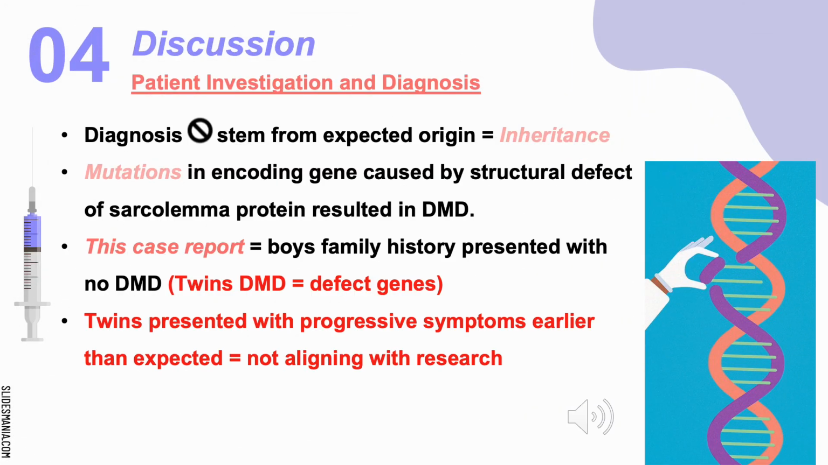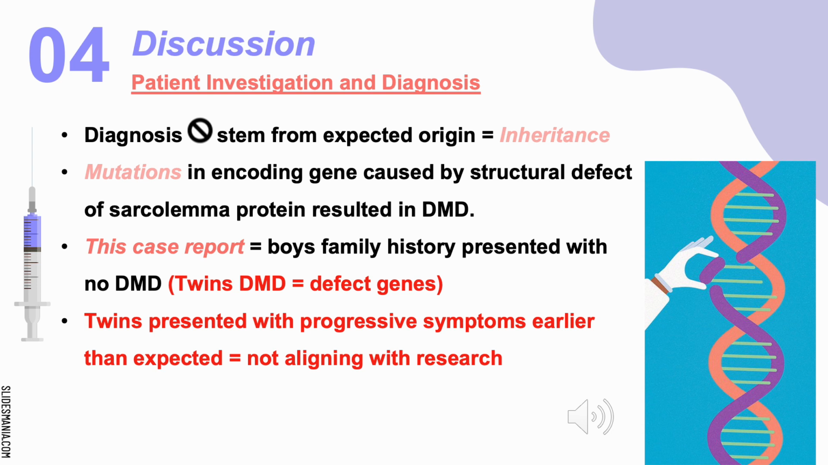The twins' diagnosis did not stem from the expected origin, this being inheritance, as according to medical history, there was no DMD recorded in the family. Mutations in the encoding gene cause a structural defect of the sarcolemma protein, which results in DMD. In this case report, the patient's family history did not show DMD. The twins had DMD as a result of defective genes.